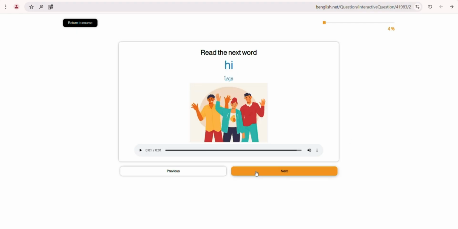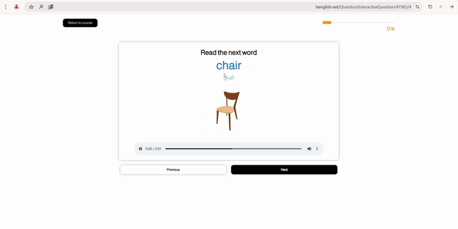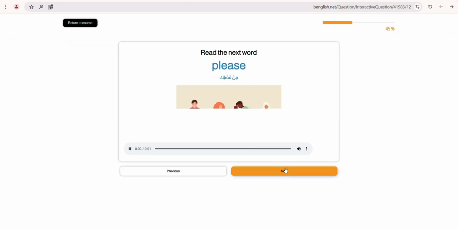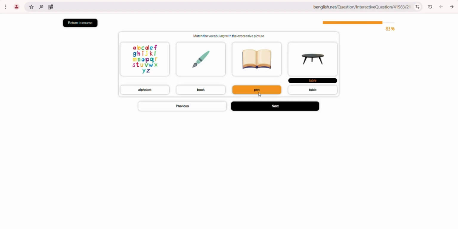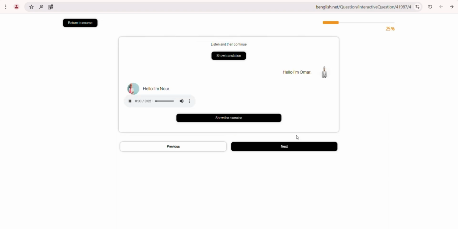Here, listen, read, and memorize the new vocabulary, then write it down. And work on solving the attached exercises. Then continue and learn new vocabulary. After completing this section, start studying the reading icon.